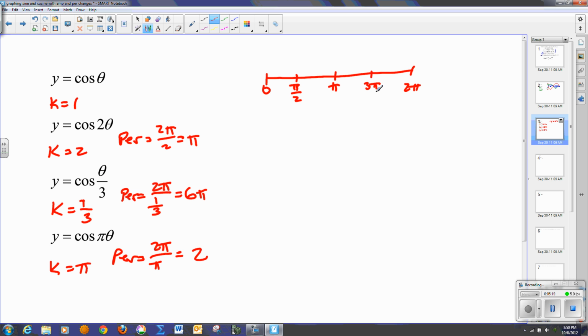And 3 pi over 2. Graphing cosine. Cosine at 0 is 1. Cosine at pi over 2 is 0. At pi is negative 1. At 3 pi over 2 is 0. And cosine at 2 pi is 1 again. We graph it, and this looks exactly like the other day.